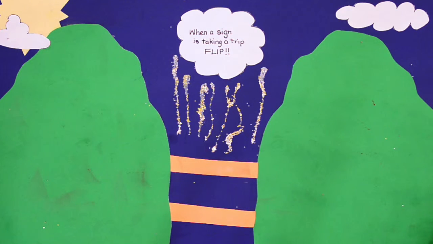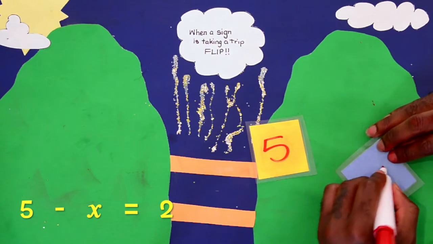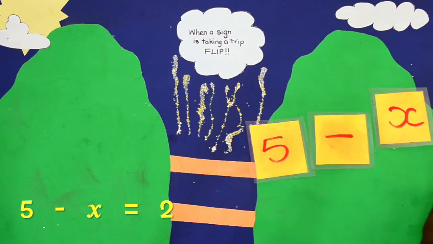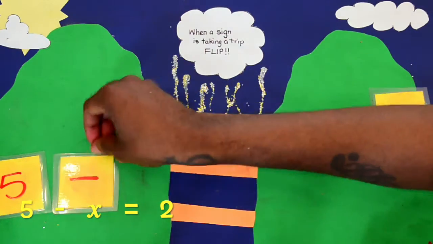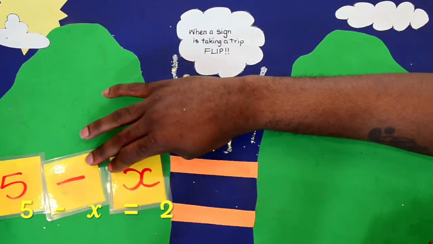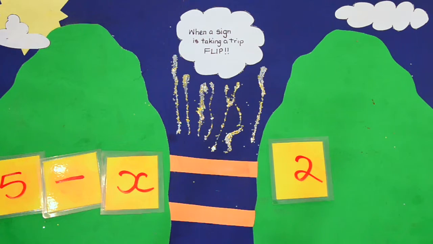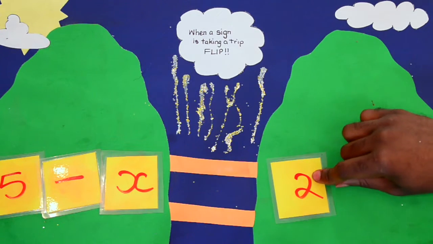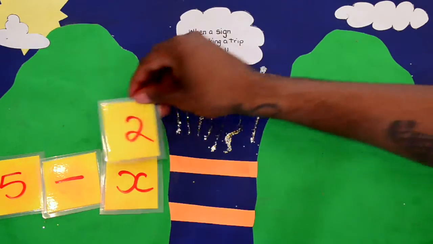In this case, we're going to have 5 minus, making sure the plus is on the other side, x is equal to 2. Teachers, this is your time to emphasize this rule about x being in danger. When x comes behind a minus sign, it is in danger and it switches places with the digit on the other side of the bridge. So in this case, x will change places with the 2.